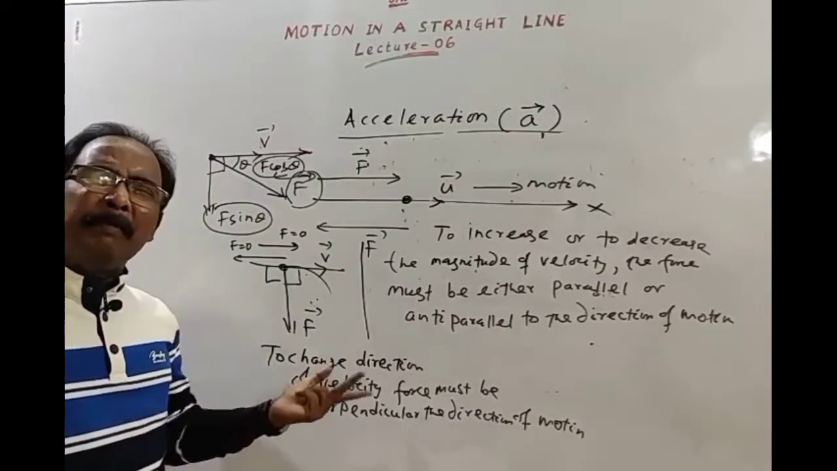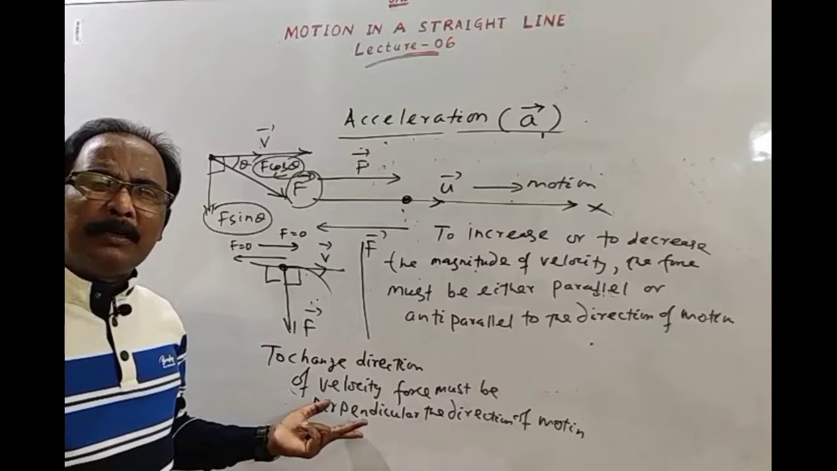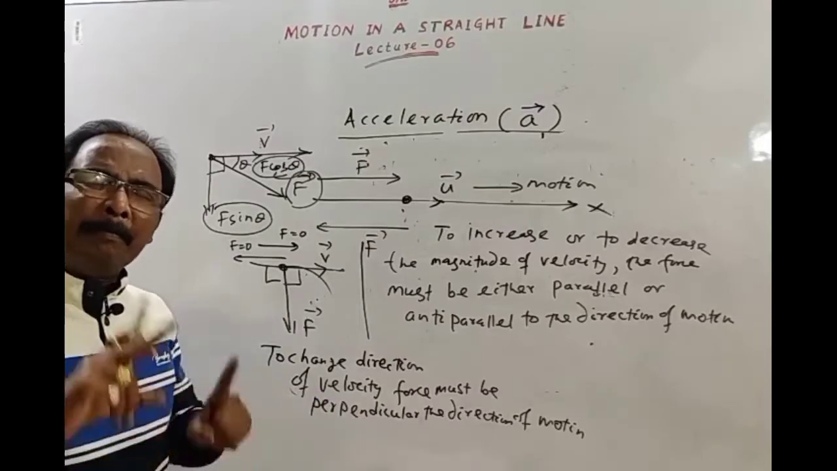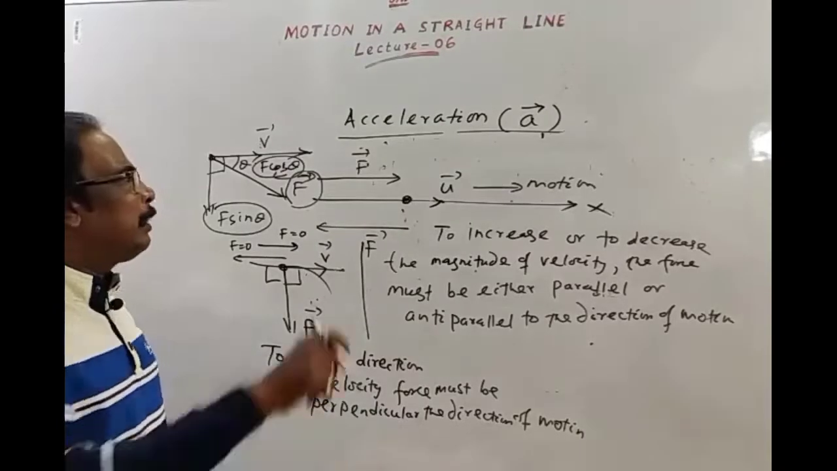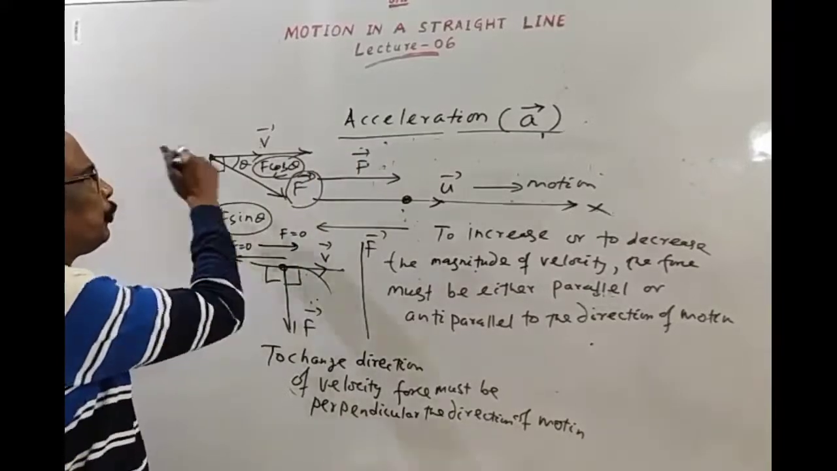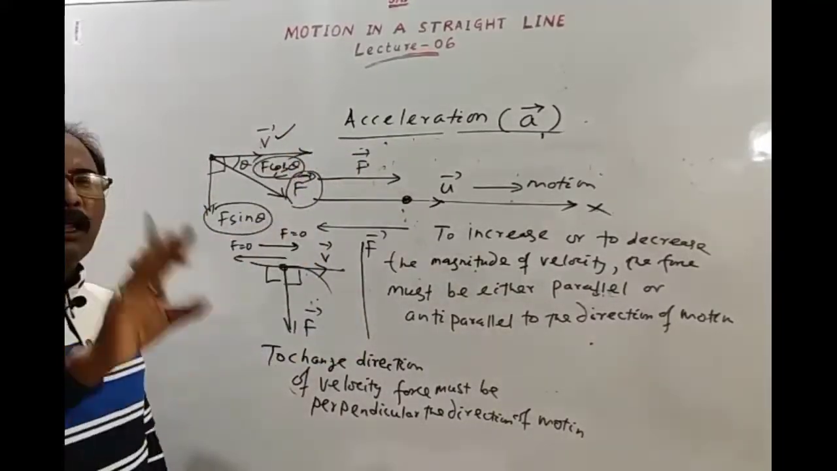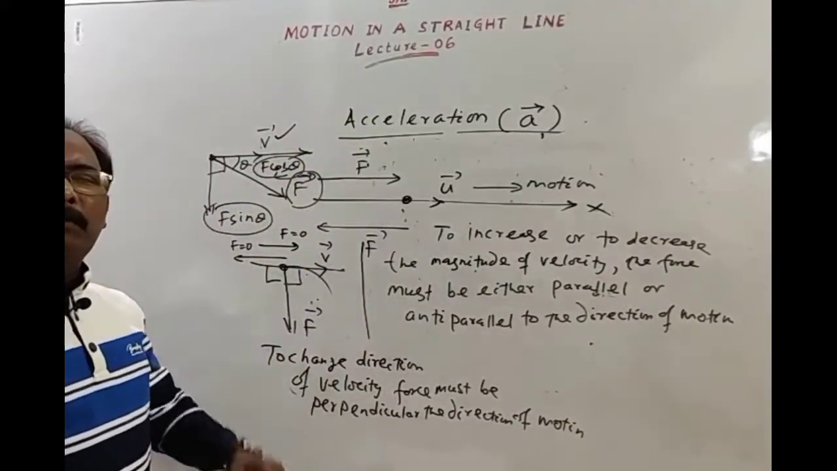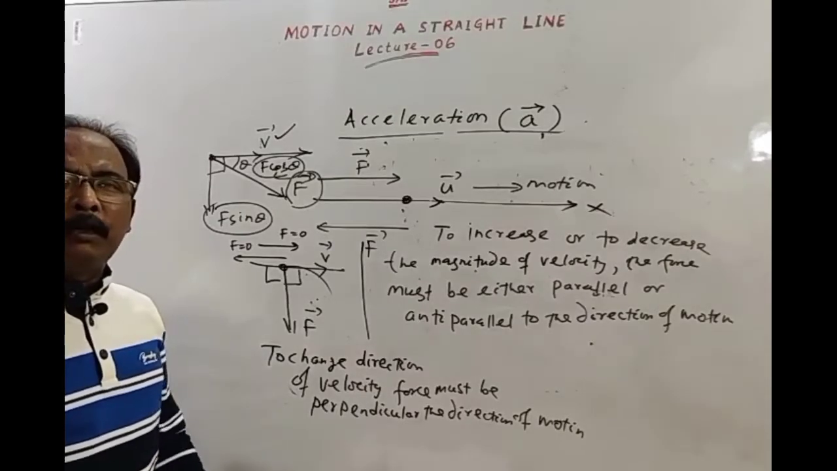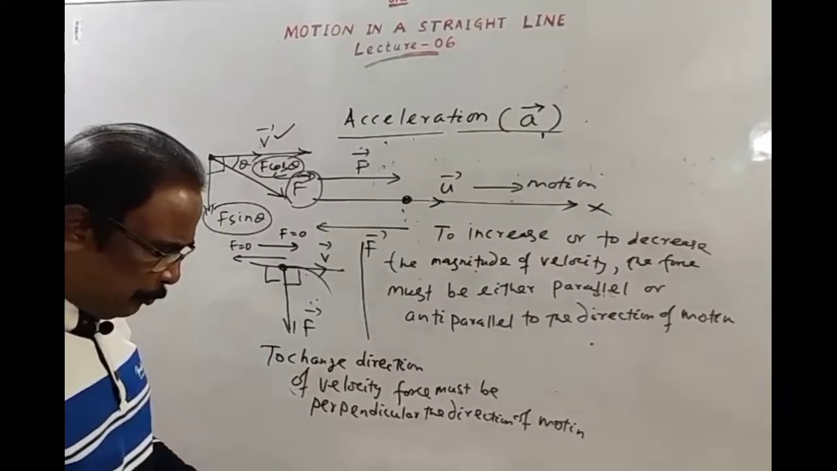If both magnitude and direction of velocity change, then there must be a force either along or opposite to the direction of velocity, and another force perpendicular to the direction of velocity so as to change the direction of motion. We'll analyze it.